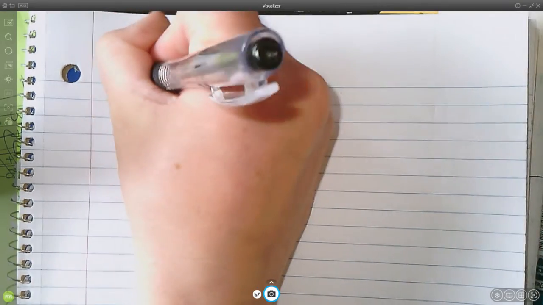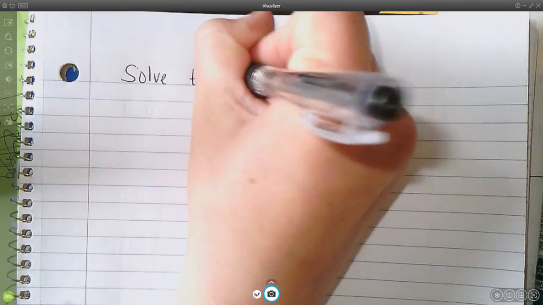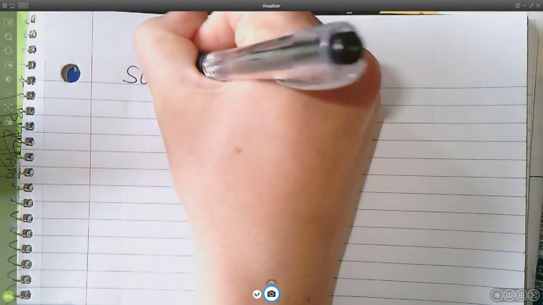All right, so in week 1, we learned how to solve a system of equations by graphing. Last week, we solved a system of equations by substitution, and this week we are going to solve using elimination. Solve using elimination.